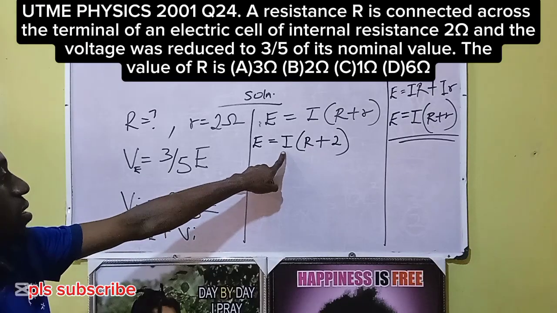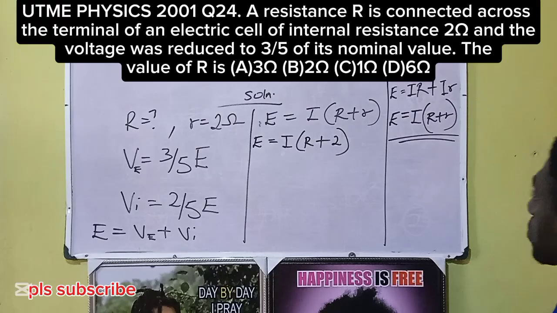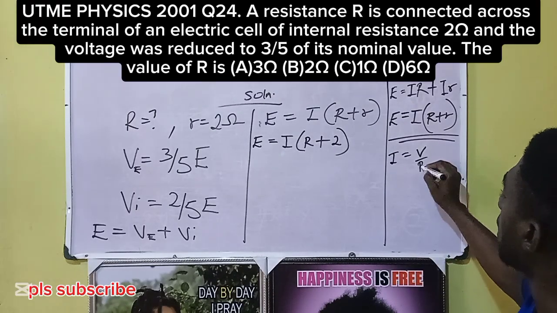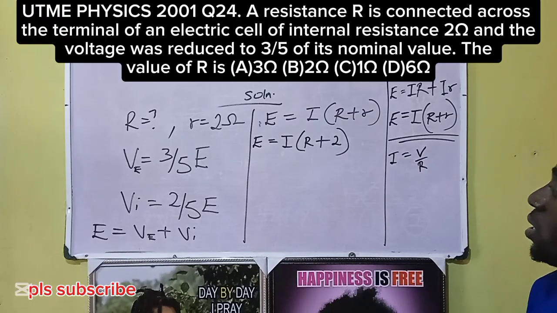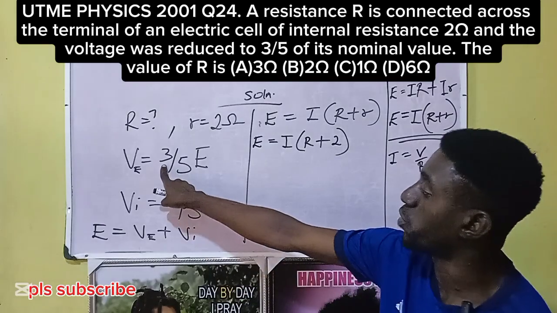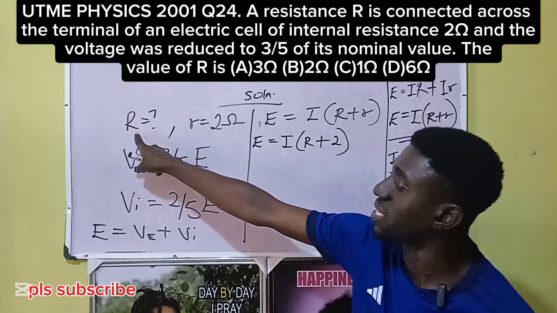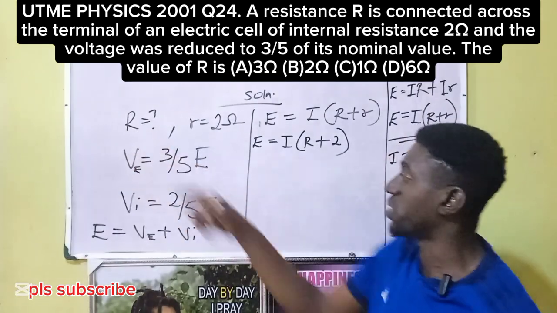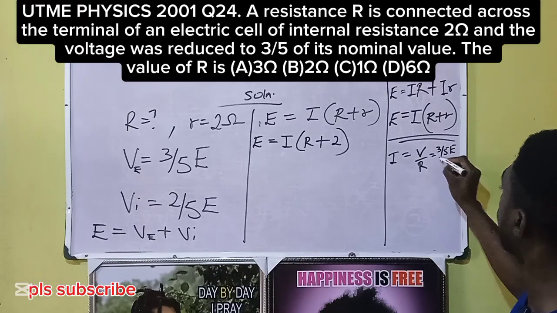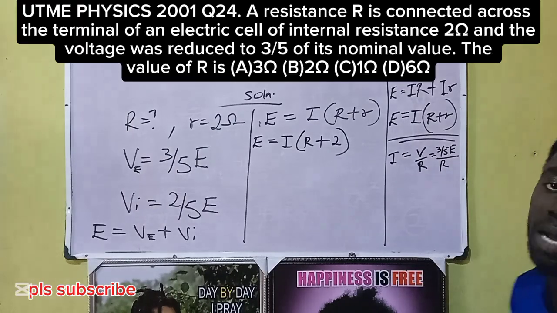Let's find a way to get current. To get current, we say from Ohm's law, I is equal to V over R. Then let's see if there's any means to get this. Let's take it if voltage was given. This is external voltage. We have external voltage, but the external resistance wasn't given. Even if we put external voltage as 3 over 5 EMF over the external resistance, it wasn't given.